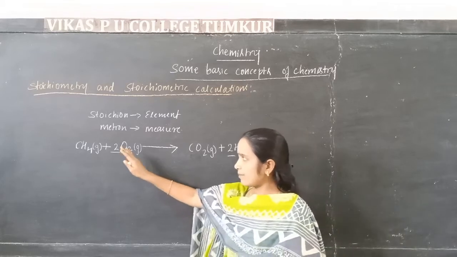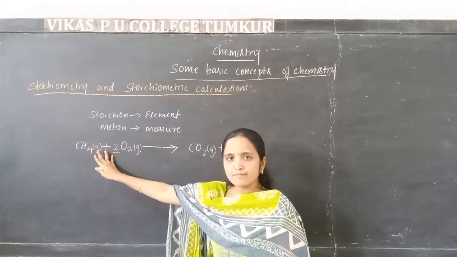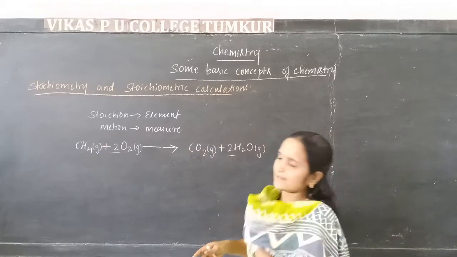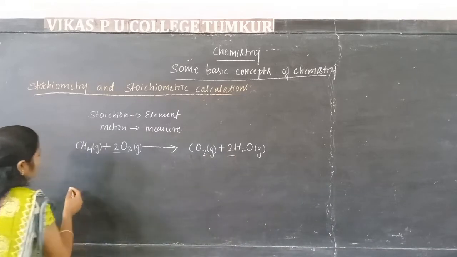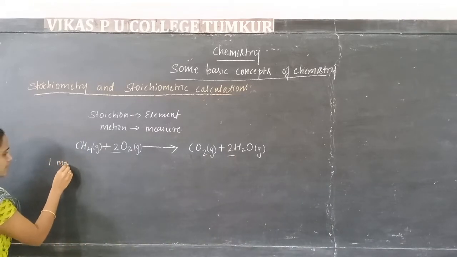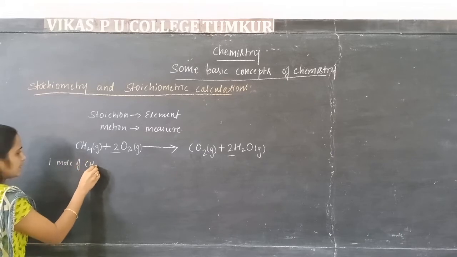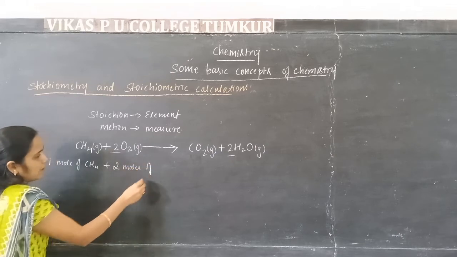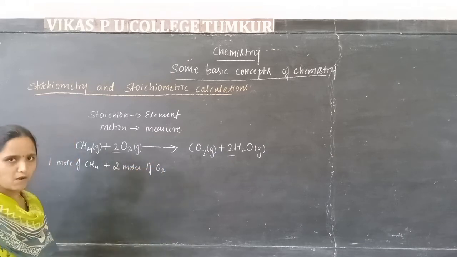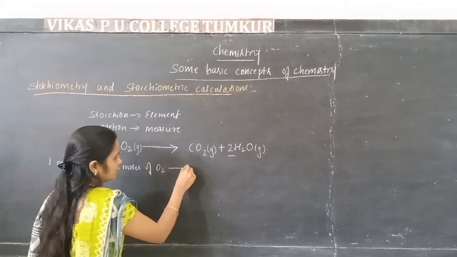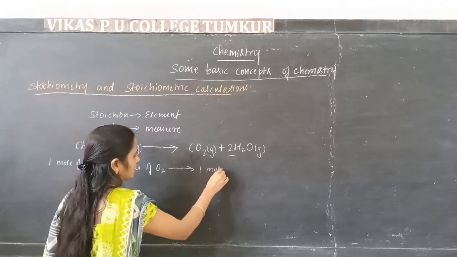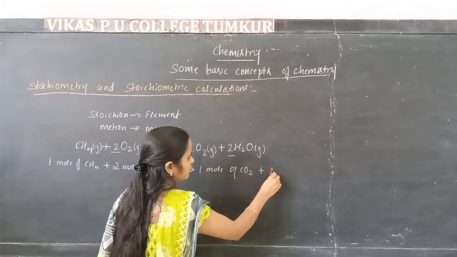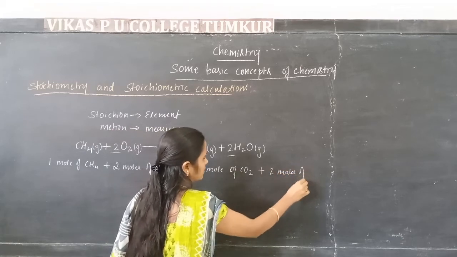Then there is the combustion of methane, which gives carbon dioxide and water. What does it represent? 1 mole of methane plus 2 moles of oxygen gives rise to 1 mole of carbon dioxide and 2 moles of H2O.